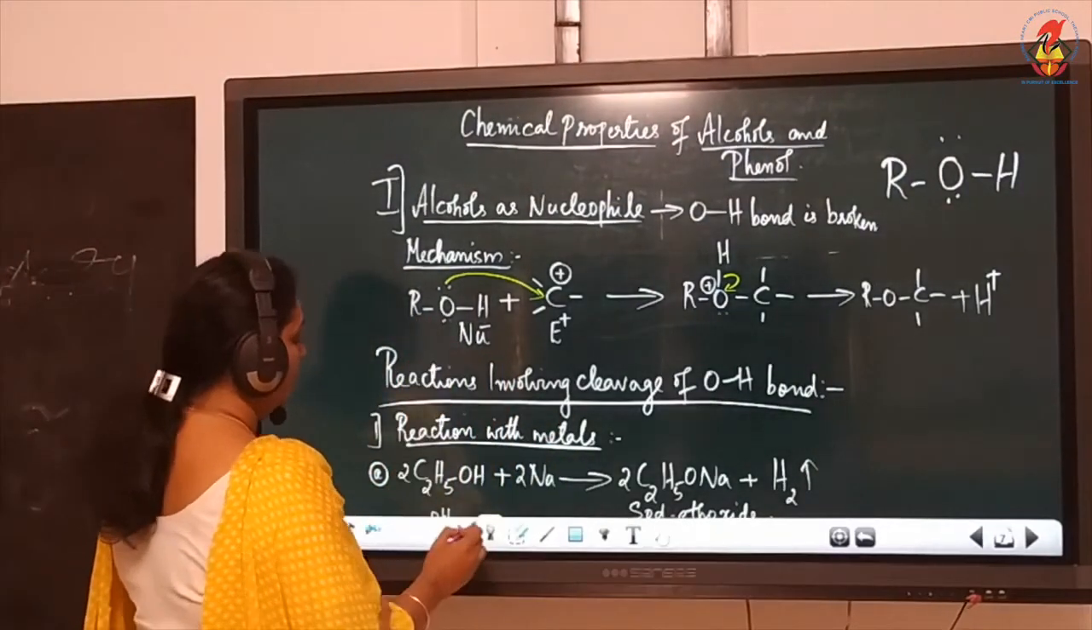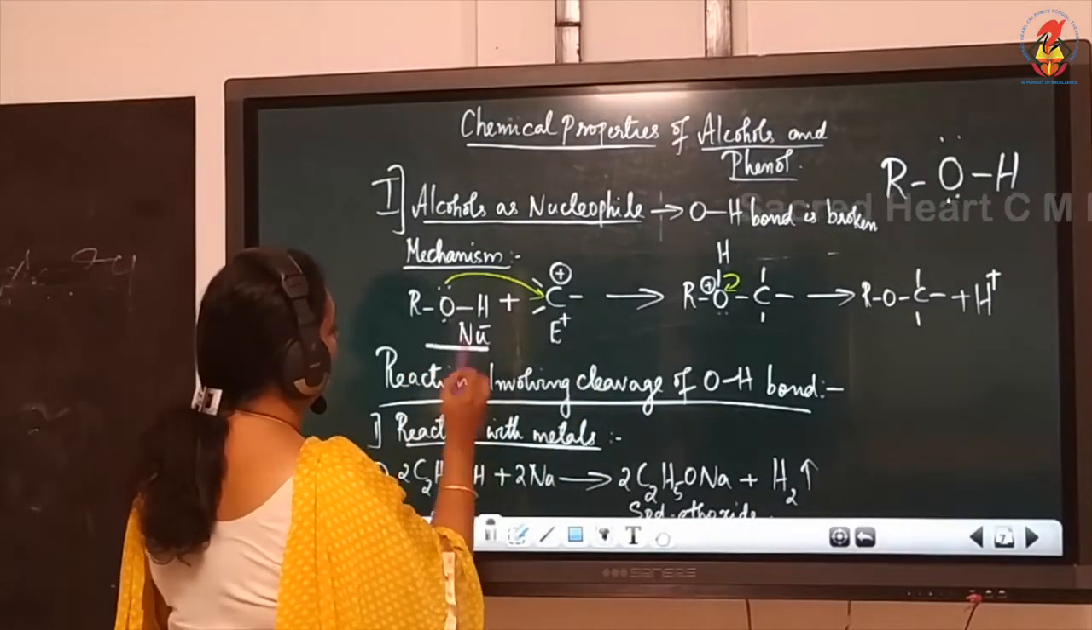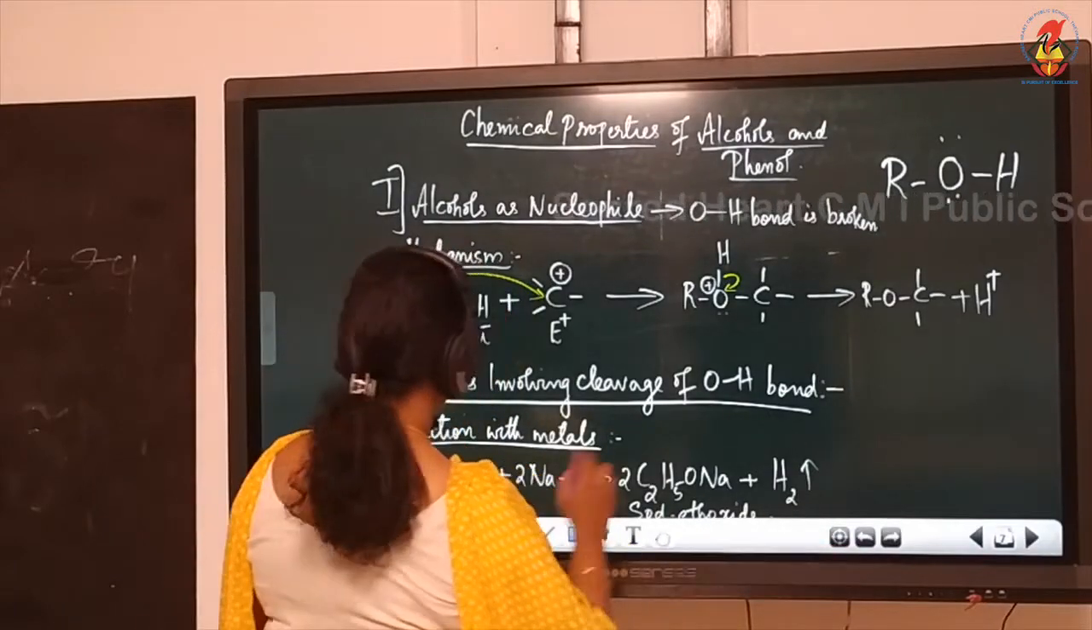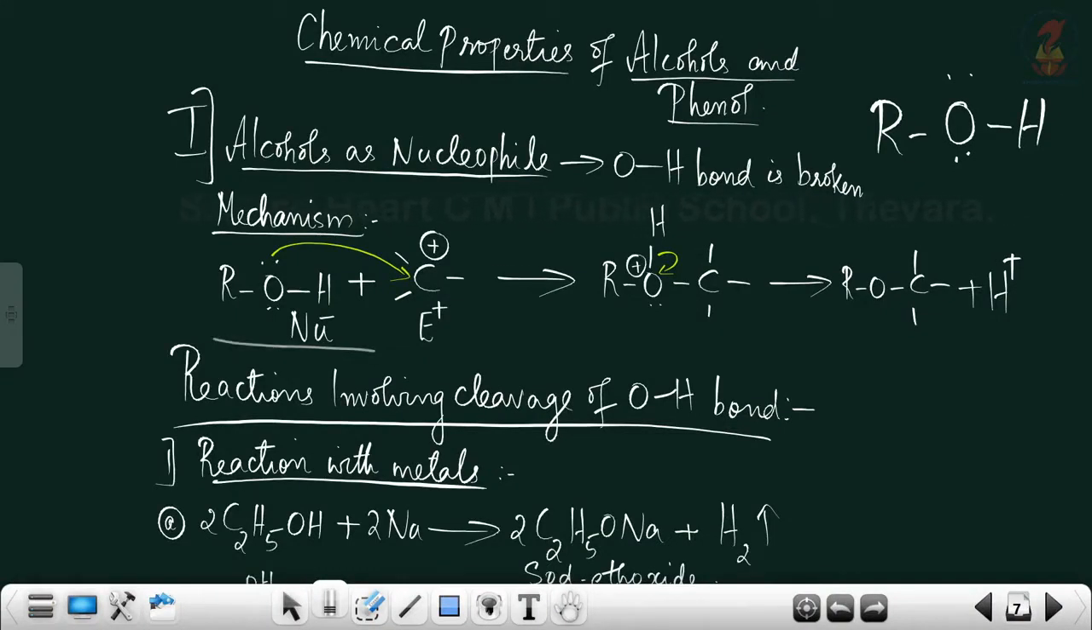Here I have shown ROH, where this alcohol is acting as nucleophile, plus a carbonium ion. Carbonium ions are species which are deficient in electrons, so they act as electrophile. So in the presence of an electrophile, the lone pair of electrons on the oxygen atom will get shifted to the carbon atom. As a result, a bond is formed between the oxygen atom and the carbon atom.